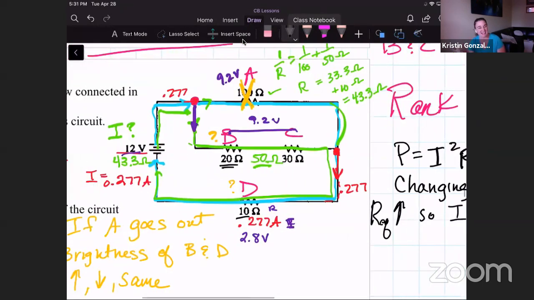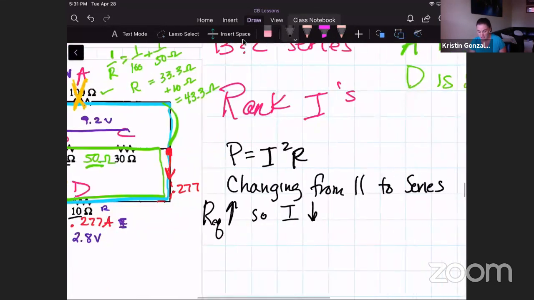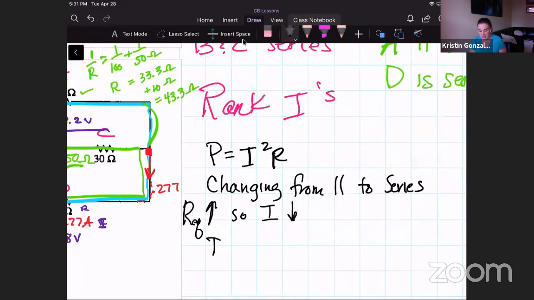So let's look at D. That's kind of the easiest thing to look at first, because I know that D is in series with the battery. So if the current from the battery goes down, what's going to happen to the current through resistor D? It's also going to decrease. So if the current through resistor D decreases, then D is going to get dimmer. The brightness will decrease.